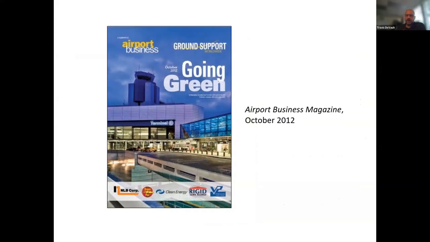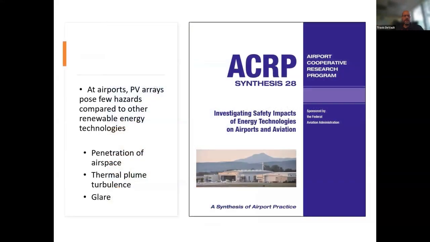And like I mentioned a minute ago, there's been a push by the domestic airline industry and airports around the country to become greener. So that's another push here. And then the National Academies' Airport Cooperative Research Program put out a synthesis report, I believe about 6 or 7 years ago. They looked at the different types of potential safety problems that photovoltaic arrays could cause in terms of penetration of airspace, thermal plume, turbulence, and glare. And what they found in a nutshell was that it's really not too bad.